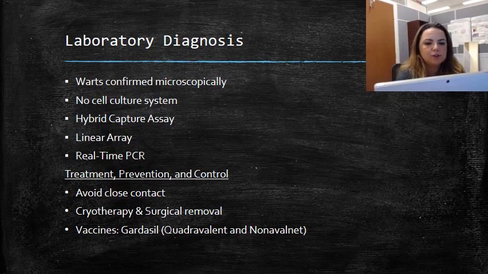To diagnose it, first you're just going to look at the warts and confirm them microscopically. You can do this by finding prickle cells, hyperkeratosis, obviously an abnormal pap, things of that nature. There's really no cell culture system for this one. We can't grow the virus out. There's a hybrid capture assay known as Digene, and this is how we can identify 13 different high-risk types. But not individual types, just whether or not the patient has these high-risk types.